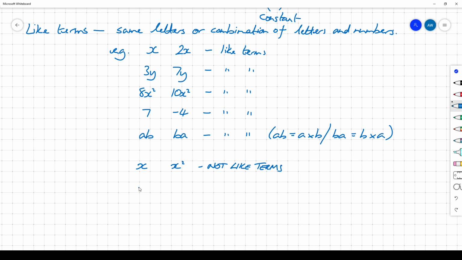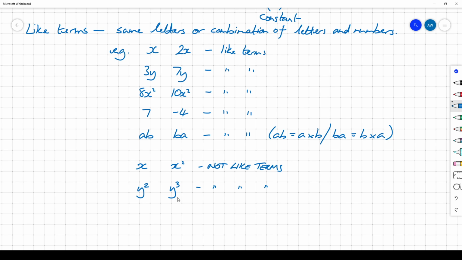Another example, we might have y squared and y cubed. They're not like terms. Okay, they have different powers. That's y squared, that's y cubed. They sound different, they are different. You cannot collect them. Right, what do I mean by collect?